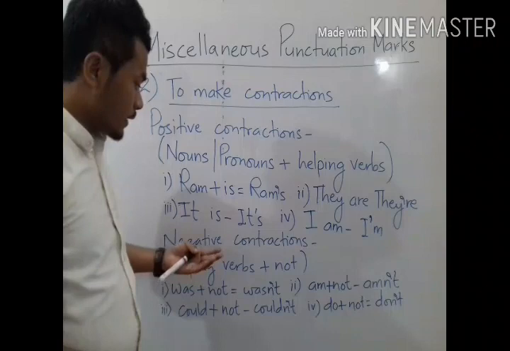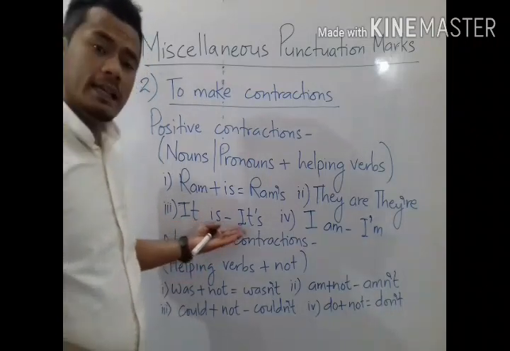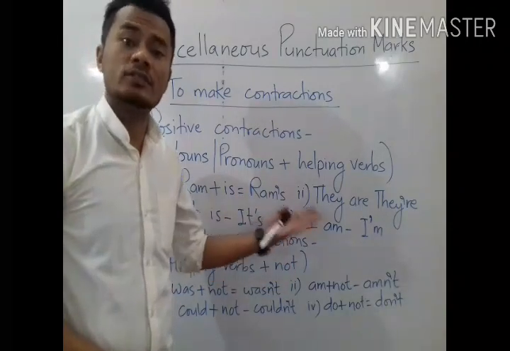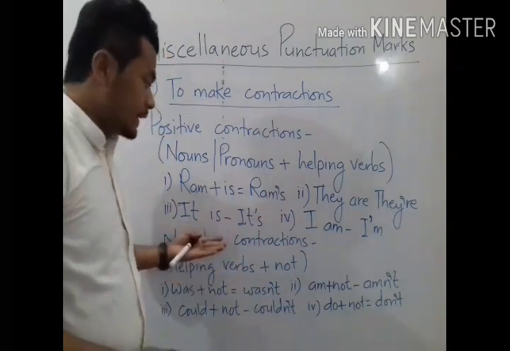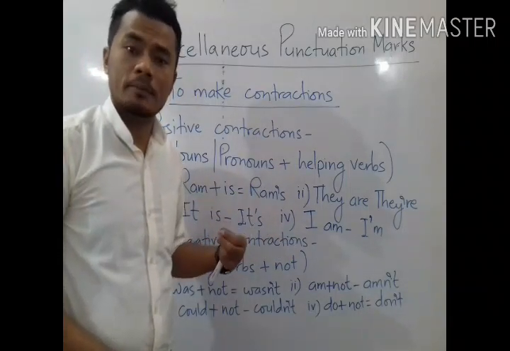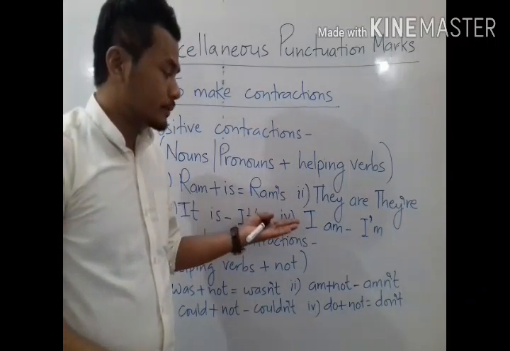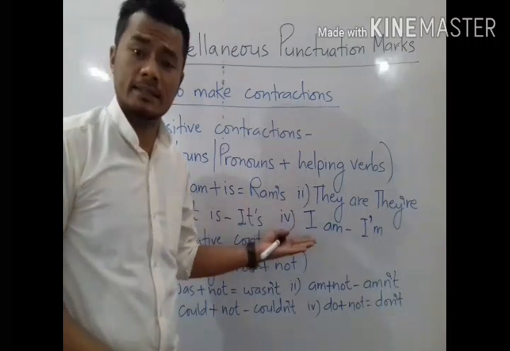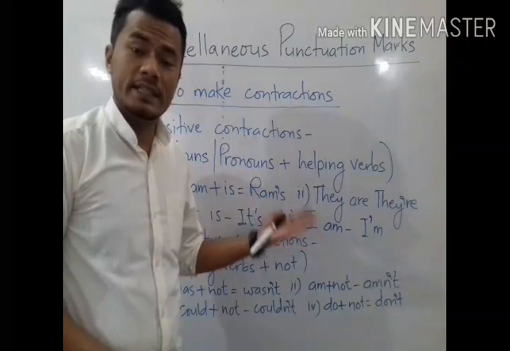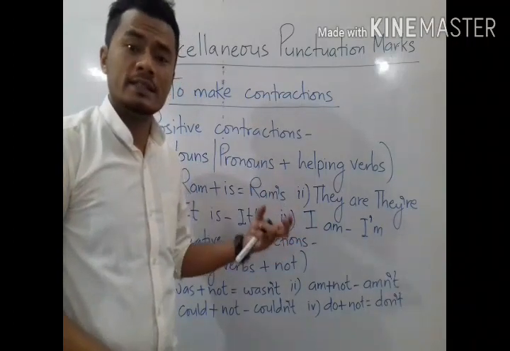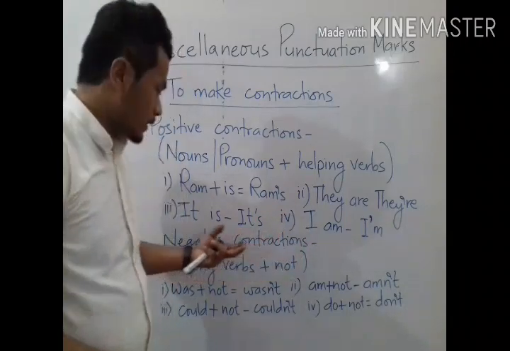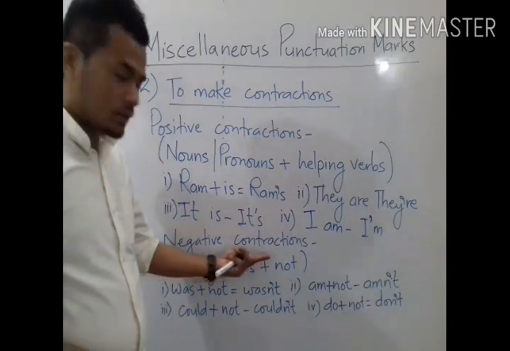So sometimes, see, it apostrophe s can be the contraction form of it has also. It is and it has are both contracted the same way. In the same way, he is and he has. It depends upon our understanding when we read the sentences, in what sense that contraction is being used in the sentence. Okay. Now the negative contraction.